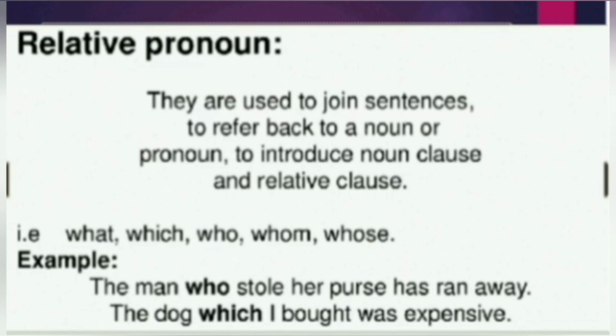Don't be confused with the use of who and which. Who always refers to a person, while which refers to thing or animal. Furthermore, who is used to refer to the subject of the sentence if the subject is a person. Which as well is used to point out the subject of the sentence if the subject is not a person. In the given examples, the man who, the dog which.